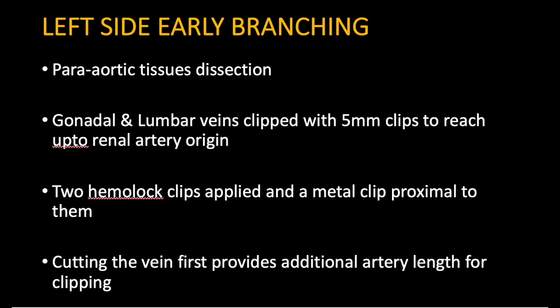To recapitulate, adequate length can be achieved by para-aortic tissue dissection. The gonadal and lumbar veins can be clipped with 5 mm clips to reach up to the renal artery origin. 2 Hem-o-lok clips applied and a metal clip proximal to them as we cut the artery flush to the distal clip, and cutting the vein first provides additional artery length for clipping.